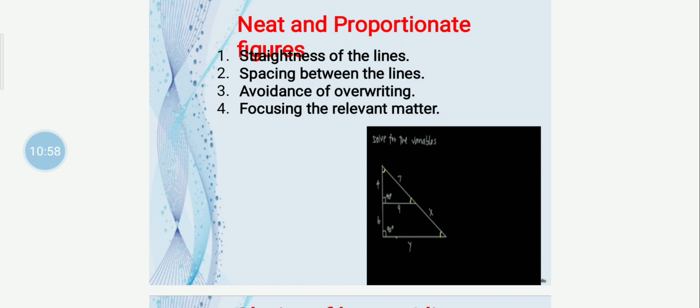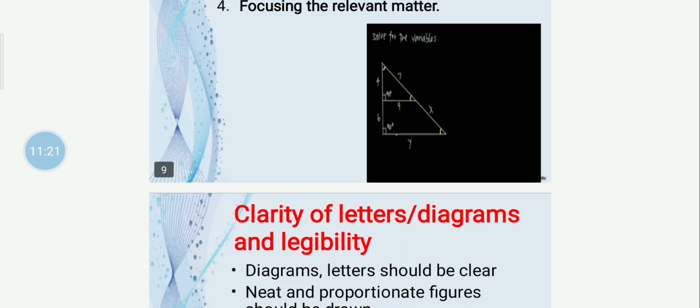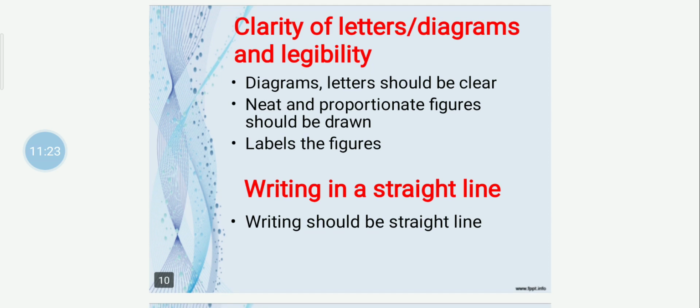Then next we will move on to neat and proportionate figures. In this, straightness of the lines, don't draw a rough line. Okay, straightness of the lines is important. Then spacing between the lines, avoidance of overwriting, then focusing the relevant matter. Next we will move on to the next slide, clarity of letters, diagrams and legibility.